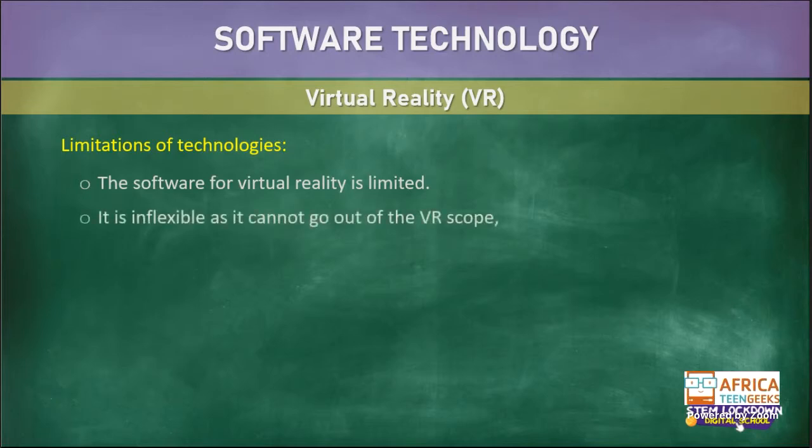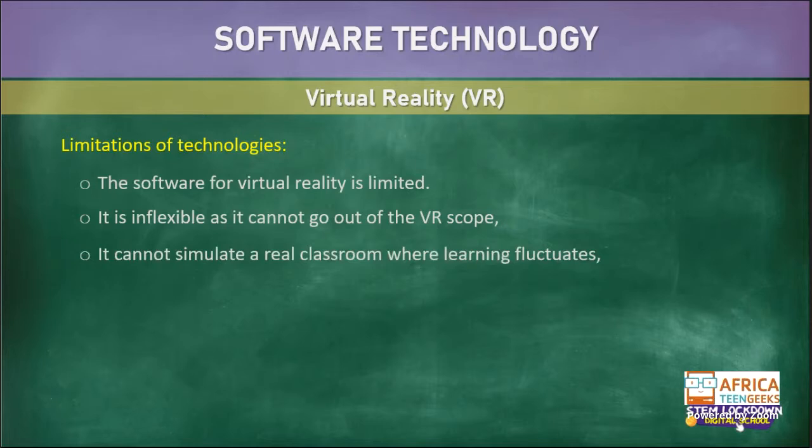Number two, it is inflexible as it cannot go out of the VR scope. So whatever you are interacting with is only understood in the VR scope. You cannot draw, you cannot print whatever is produced from that software. It cannot simulate a real classroom where learning fluctuates. So remember, the software is following an algorithm.